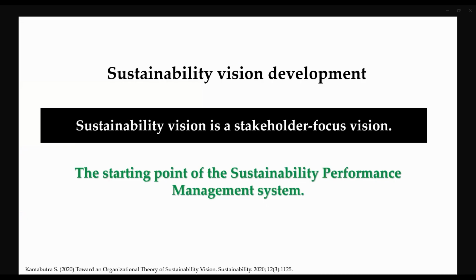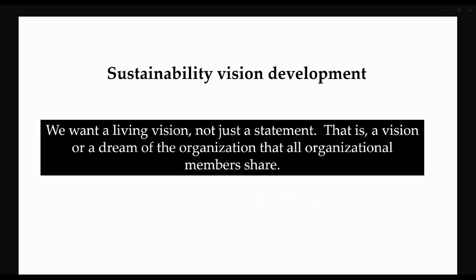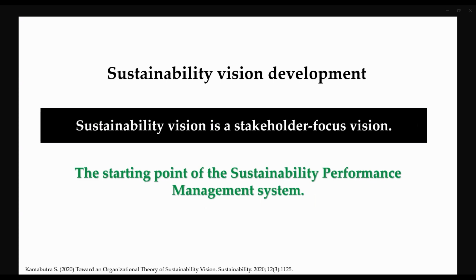Okay, now sustainability vision, what does it look like? It is a stakeholder-focused vision. Right? At least your vision must contain something like this: to be the most socially responsible business in the world for all. You must have an element of the environment or the society as part of your vision, right? And that would lead to the strategy that follows. If your vision does not address the environment and the society, your business is going to focus only on profit maximization. Okay, so that is the starting point.